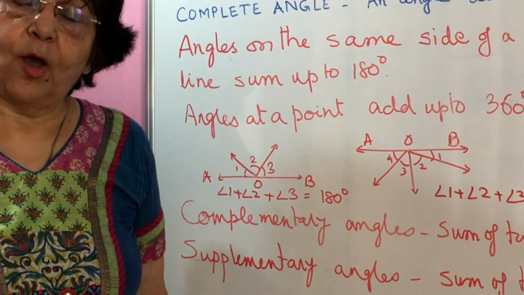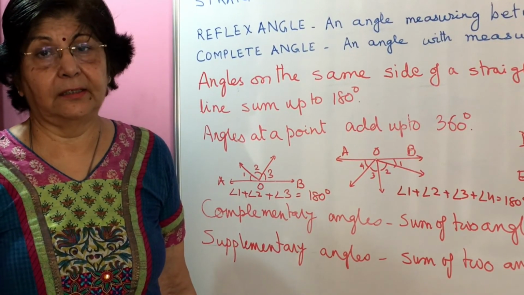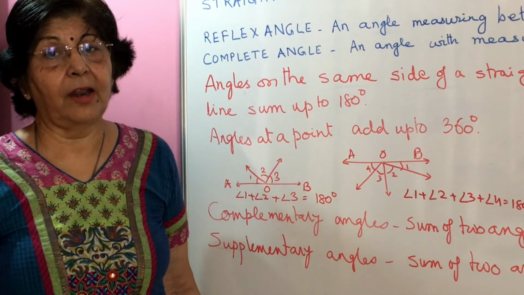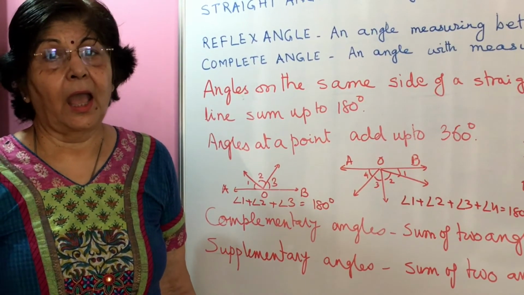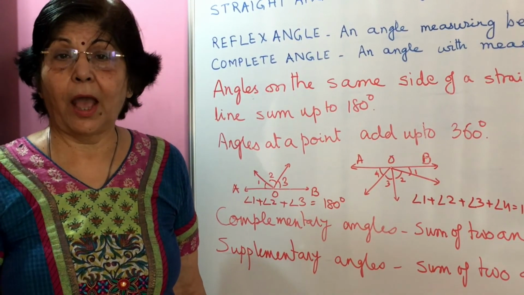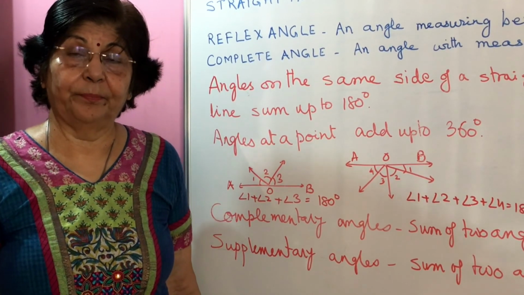At 12 o'clock, the two hands of the clock are overlapping each other. So angle has either 0 degrees or 360 degrees. At 3 o'clock position, the angles between the two hands of the clock will be a right angle.